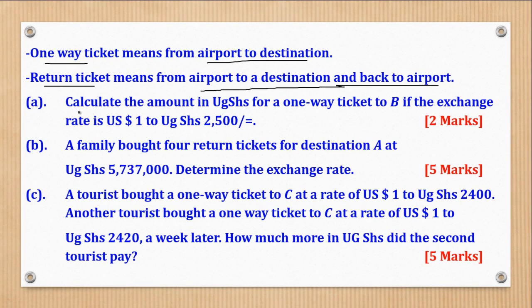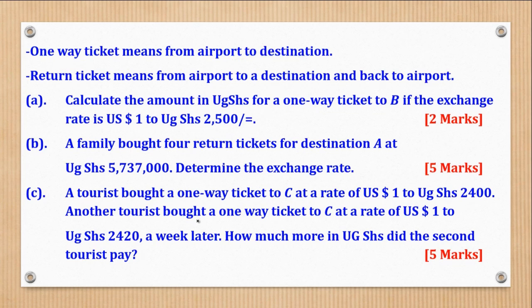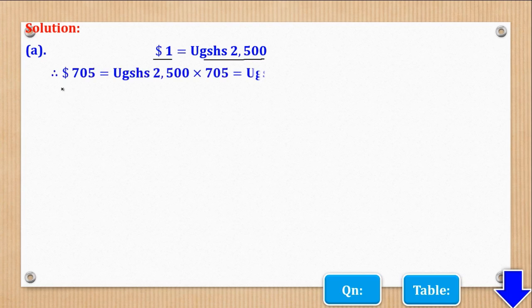So part A says calculate the amount in Ugandan shillings for a one-way ticket to B if the exchange rate is 1 US dollar to Ugandan shillings 2,500, and that is 2 marks. So I think let's start with that part. So we know that 1 US dollar is equal to 2,500 Uganda shillings.